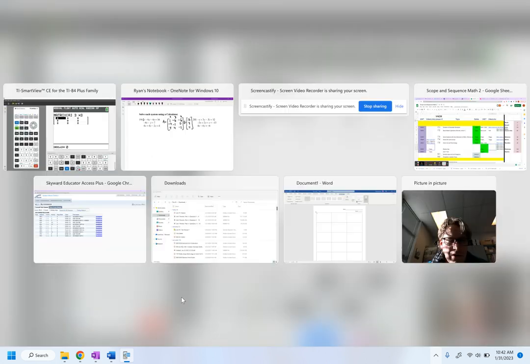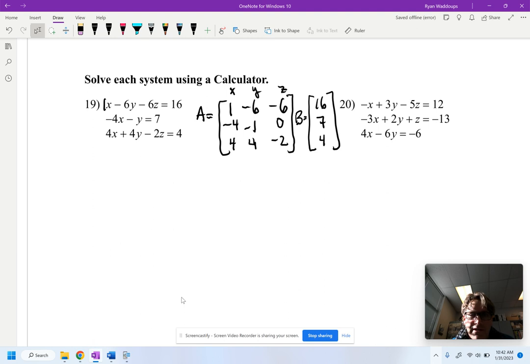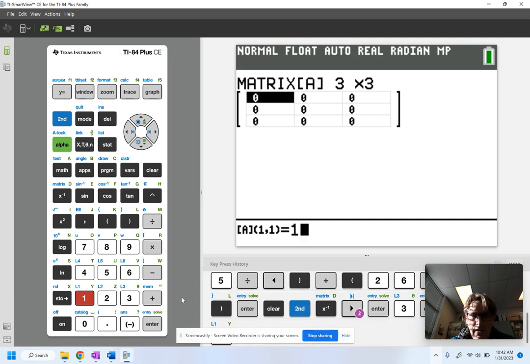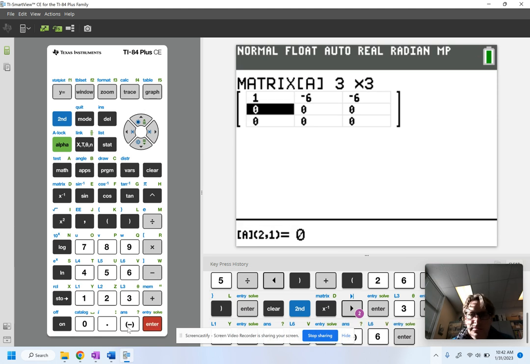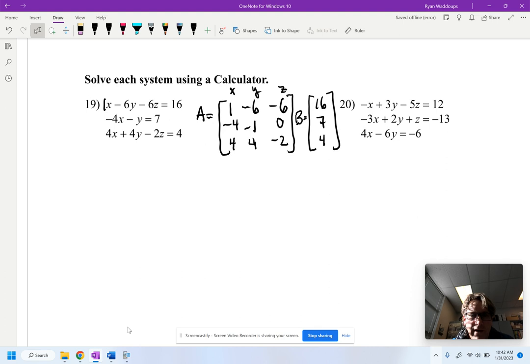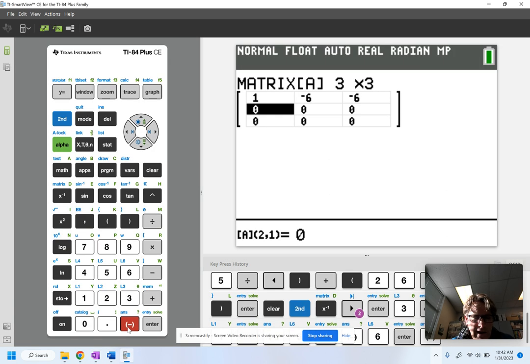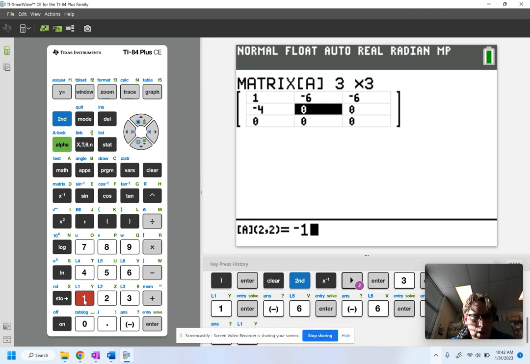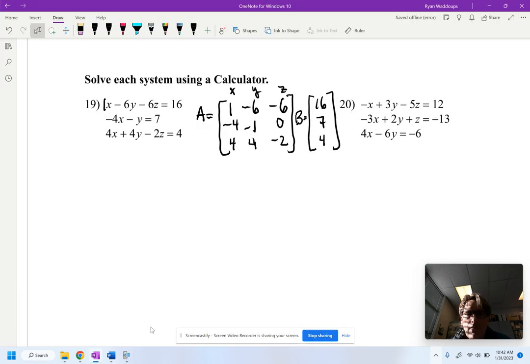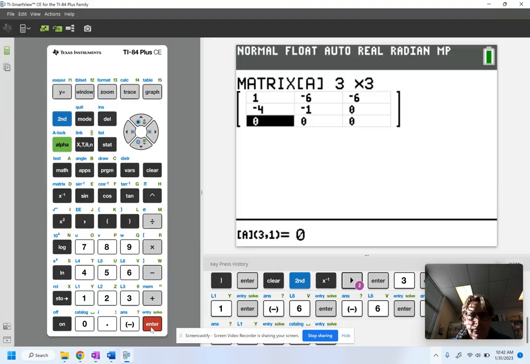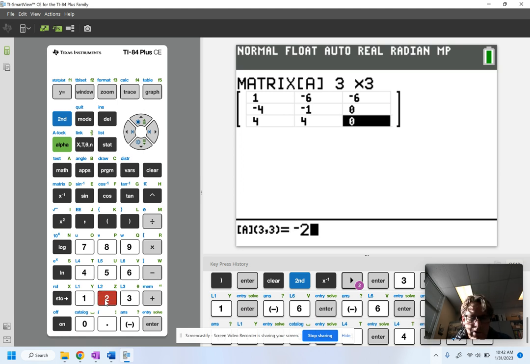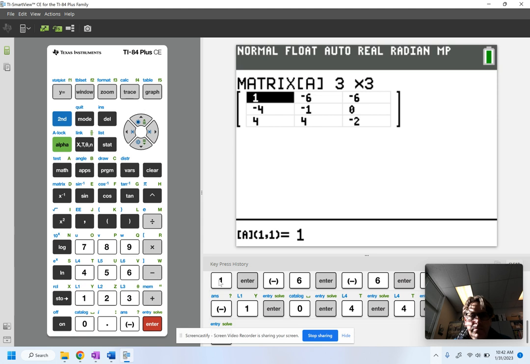Then I enter the values. 1, negative 6, negative 6. And then the next row, negative 4, negative 1, 0. And then 4, 4, negative 2. And that's our matrix A.